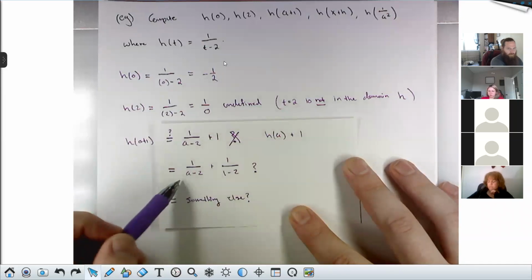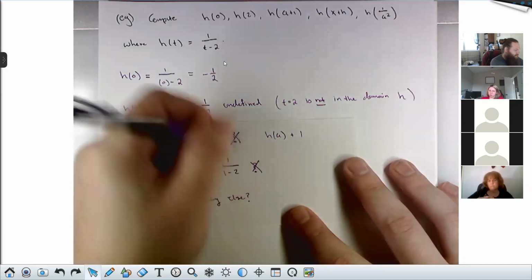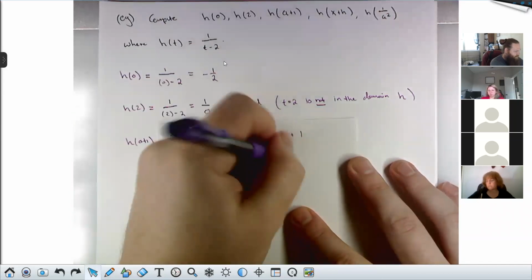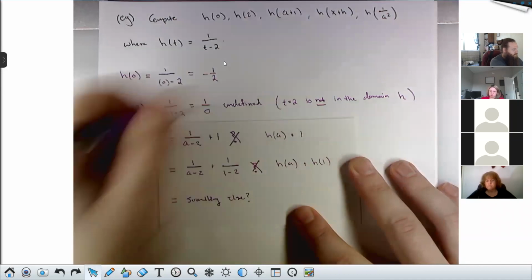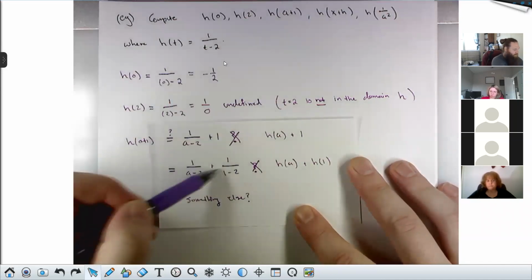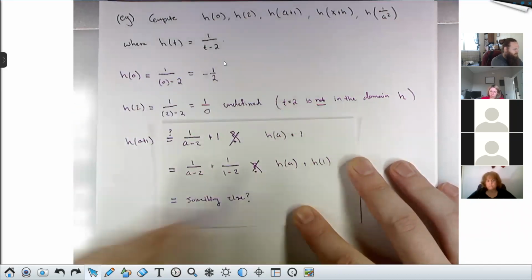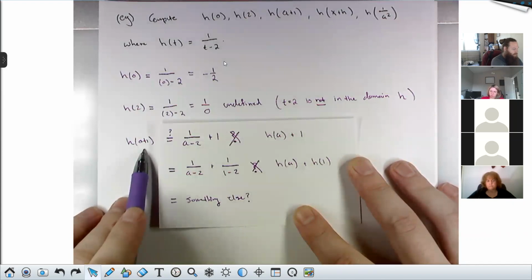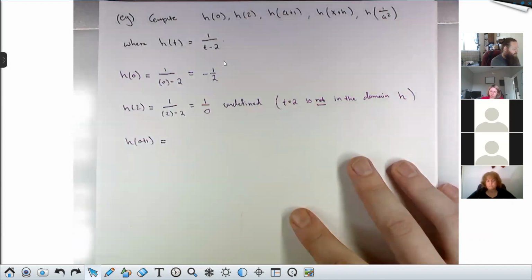What about the second guy? I see a little more head shaking. It's not this guy either. This would be h of a plus h of 1, right? This is what you get if you plug in a to this formula. This is what you get if you plug in 1 to this formula, but h of a plus h of 1 is not the same as h of a plus 1. So it is something else. What is the something else?